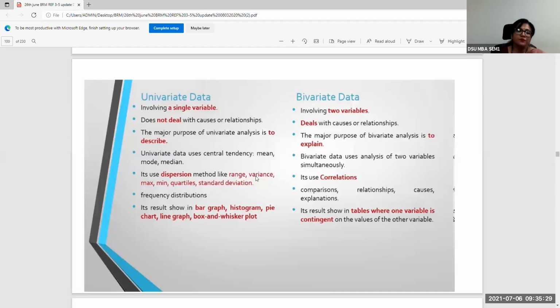Now, the next part of the screen is something to do with the academic part of your learning. So as part of your academic program, you will have to appear for exams. So you need to be prepared with some of the conceptual things, like, for example, what do you understand by univariate analysis, bivariate analysis, multivariate analysis, examples.